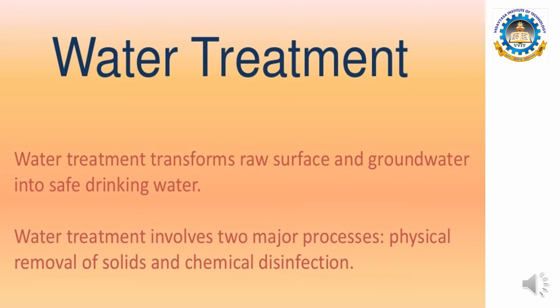So, in order to recycle the water, the polluted water has to undergo certain treatment. That is known as water treatment. Why is water treatment required? Water treatment transforms raw surface and groundwater into safe drinking water. Water treatment involves two major processes, that is physical removal of solids and chemical disinfection.